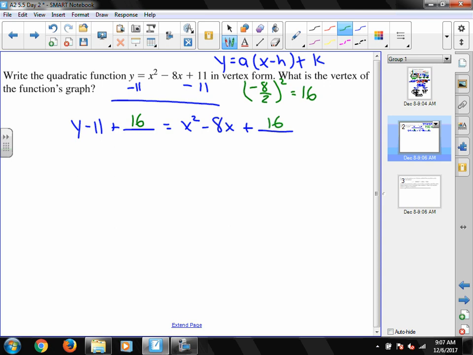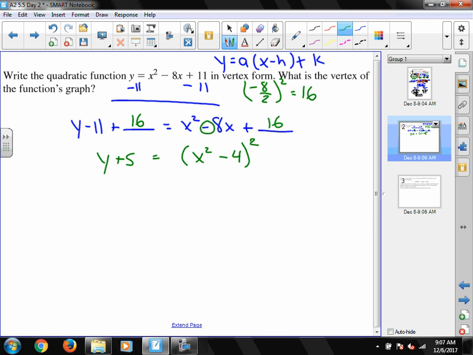So this is going to simplify down to y plus 5. Negative 11 plus 16 leaves me with 5. Is going to be equal to x minus 4. Again, check that sign there, make sure they match, and that needs to be squared.